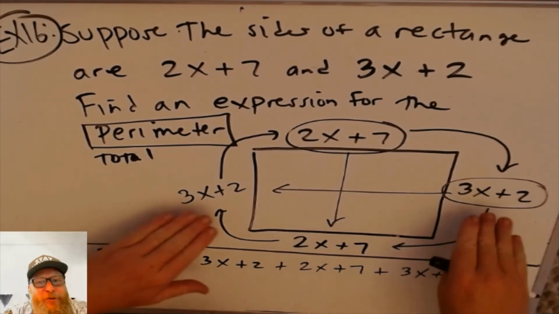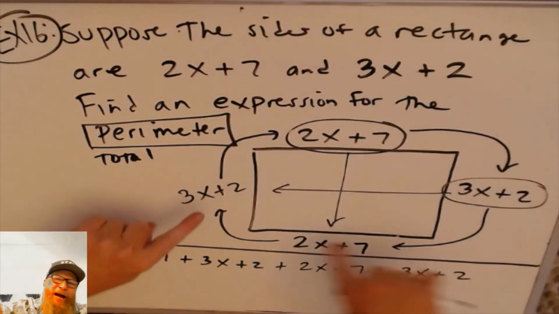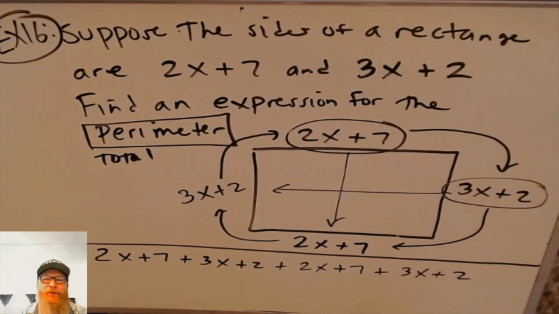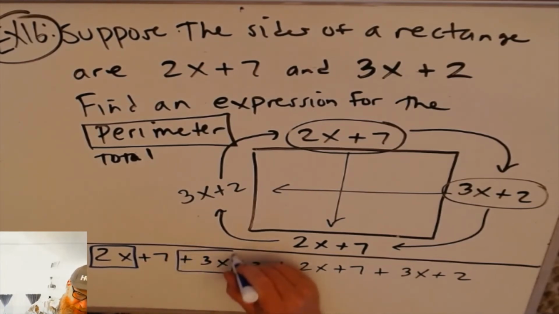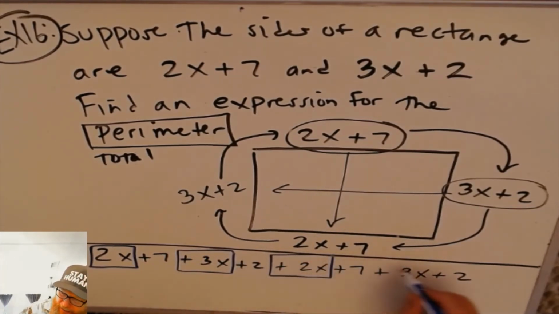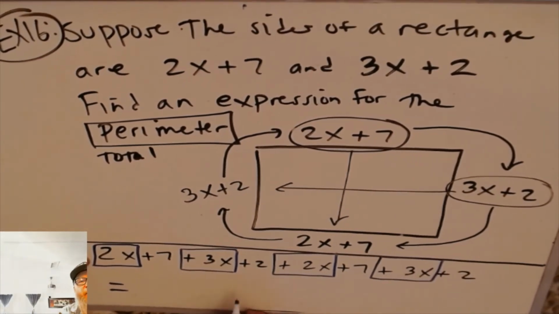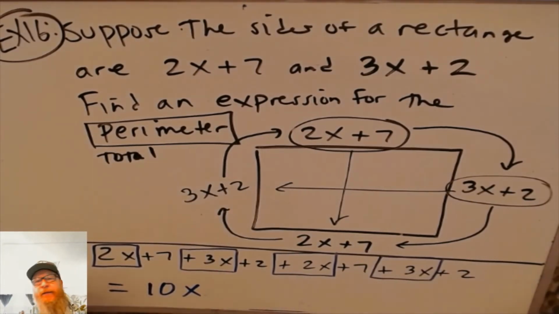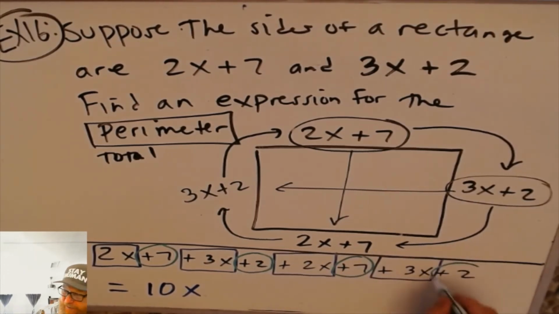If you're really clever, you'll group the 3x plus 2s and the 2x plus 7s, but I'm just going around as if I'm running around the track, just going one lap around. Perimeter, yeah? So I've got 2x, 3x, another 2x, and another 3x. Combine all those like terms together. 1, 2, 3, 4, 5, 6, 7, 8, 9, 10 x's all together. And then I've got my 7, my 2, another 7, another 2.